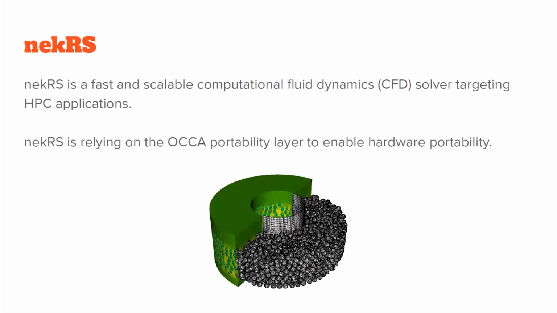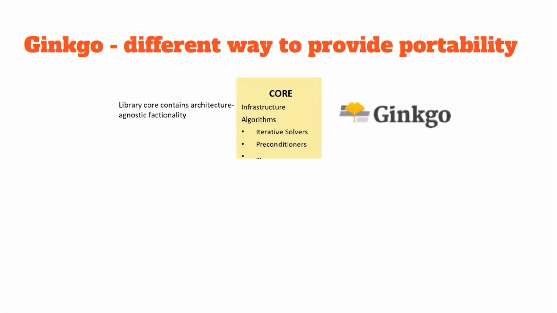The main talk has already explained this, so I only roughly have one slide to conclude. NekRS is a fast and scalable CFD code targeted at HPC applications, and you can do cross simulations at a pretty large scale. NekRS relies on the OCCA portability layer to run on different GPUs, like NVIDIA or AMD here. And Ginkgo uses another way. In NekRS they use the portability language, but we use the native language.